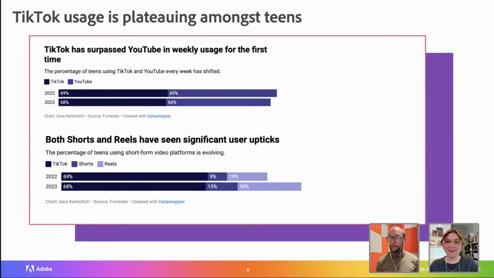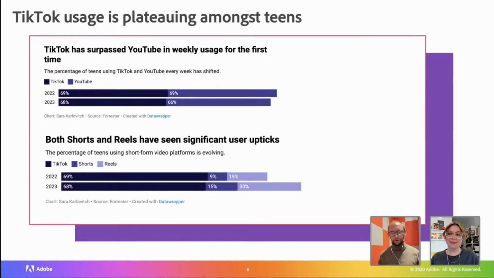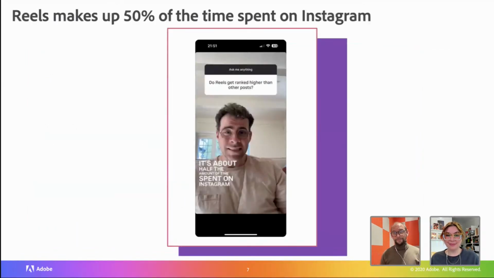But both Shorts and Reels have seen significant user upticks and are kind of eroding a little bit of TikTok's growth. TikTok took a jump start on this short form content format, as we all know, and Insta, YouTube, and everyone fell over themselves to create some short form video alternative. And it seems to be working. Why does it seem to be working? It's because of this. This number is massive.